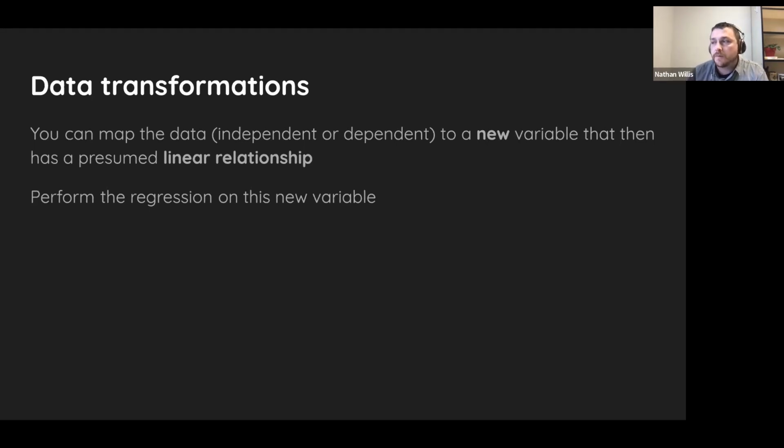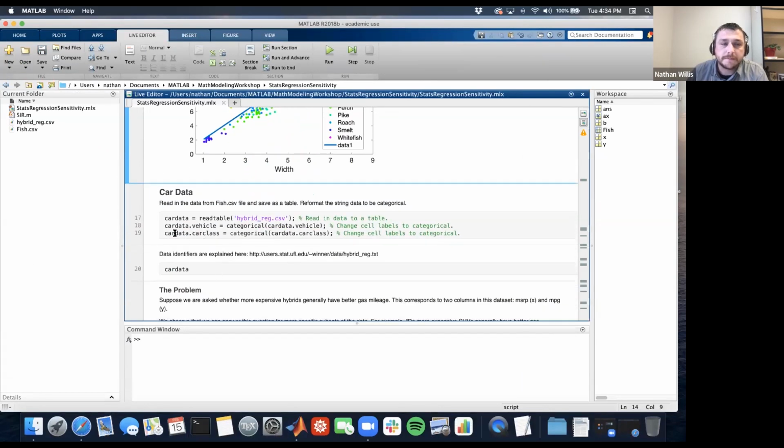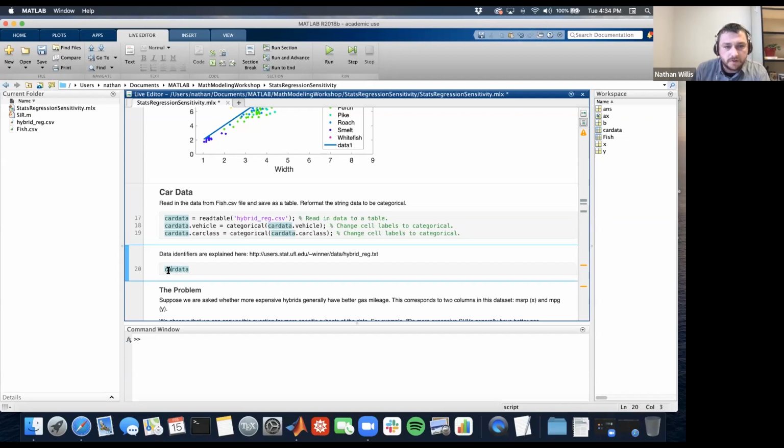There are multiple mappings you can do, but I'd say the most common one is you're going to take the log of each value. So let's go ahead and come back over here to our MATLAB live script and try this example. So again, we're just going to read in the data, change things to categorical rather than strings. Let's view our data.